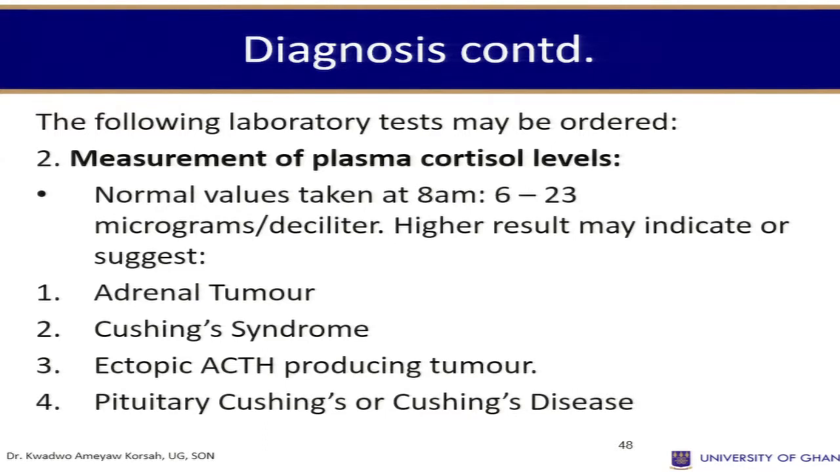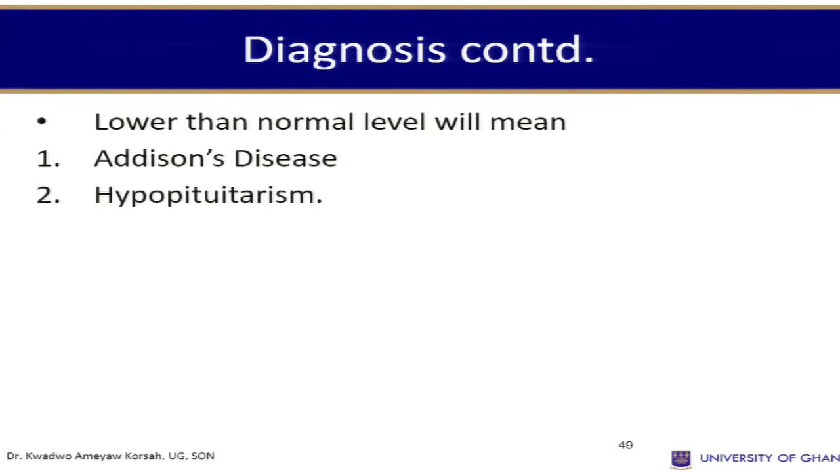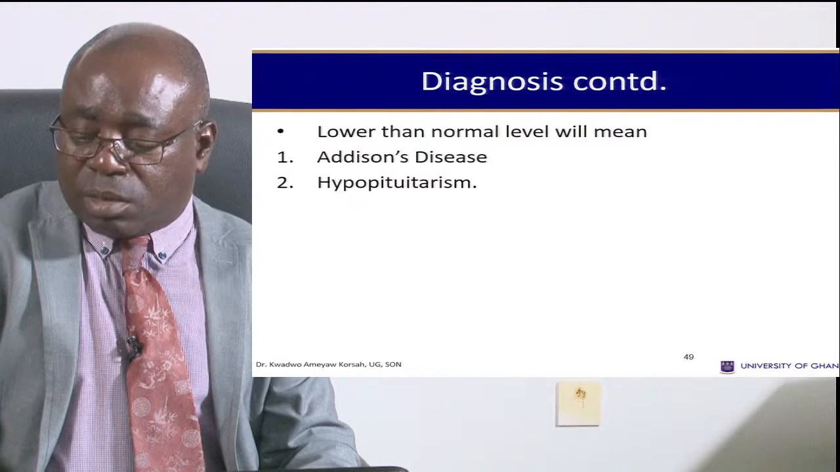Measurement of plasma cortisol levels is also very important, and the normal levels may be done at 8 a.m., early in the morning, and that will be between 6 to 23 micrograms per deciliter. The higher results may indicate or suggest adrenal tumor, Cushing syndrome, ectopic ACTH-producing tumor, and then pituitary Cushing's or Cushing's disease. And the lower than normal level will mean Addison's disease or hypopituitarism.